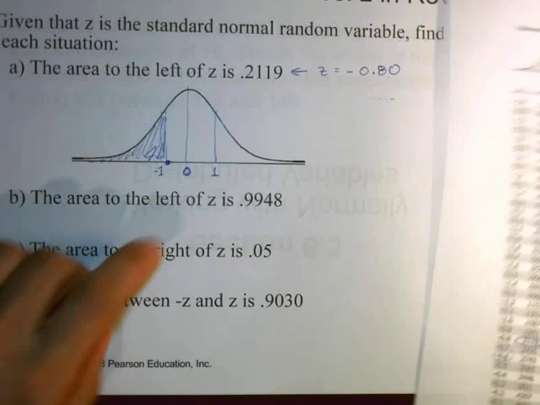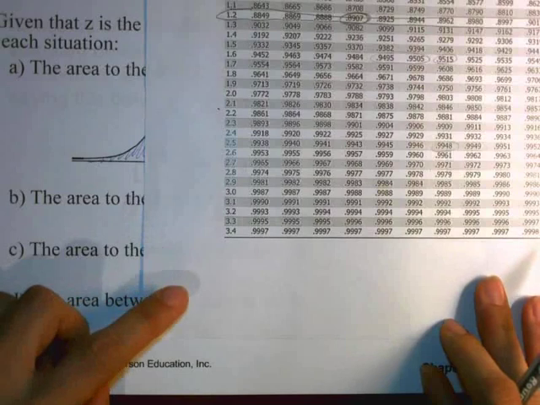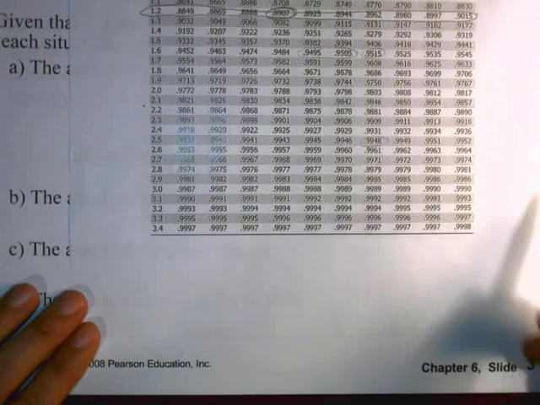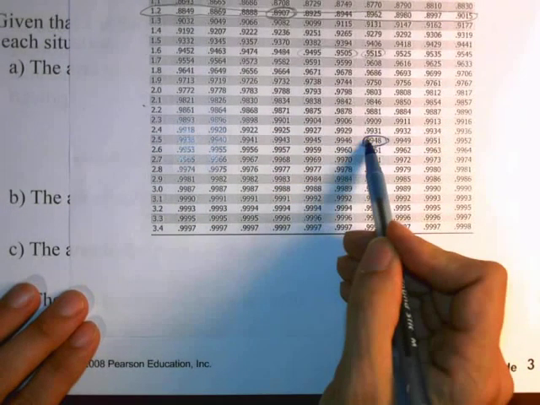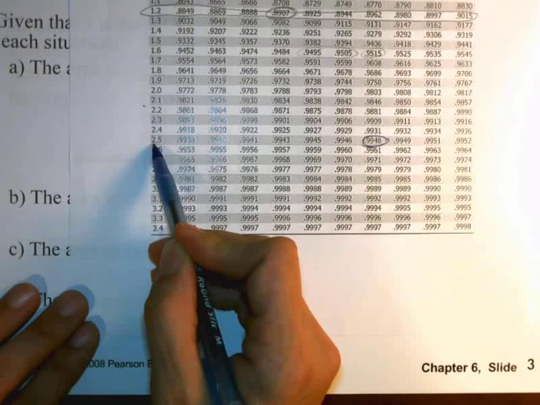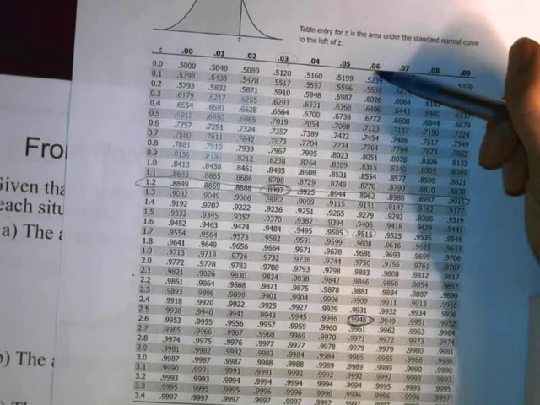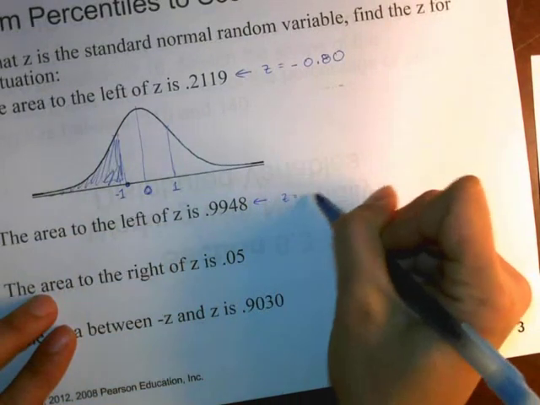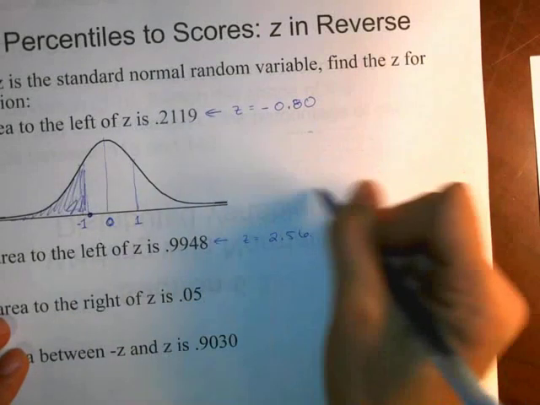Okay, the area to the left of z is 0.9948. So it's a number greater than a half, so I'm going to flip it over to the positive side of my chart, and I'm looking for 0.9948, and 0.9948 is right here. So I'm going to follow this over to 2.5, and then I can follow this up and find that that's 2.56. So that is a z is 2.56.